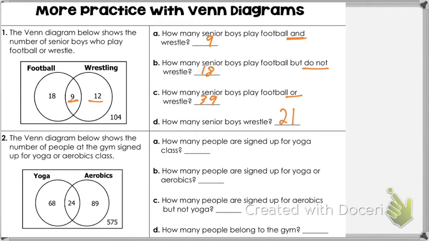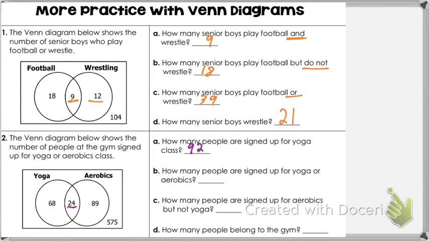Continuing on to the next one. Once again, if you want to try it on your own, feel free to pause it and do that. This Venn diagram shows a number of people at the gym signed up for yoga or aerobics class. Once again, here's just yoga, here's the both, here's just aerobics, and here are those people at the gym that are not signed up for either class, because there could be people at the gym not signed up for these classes as well. How many people are signed up for the yoga class? It's not just 68. We also have to have the 24, and then we get 92.